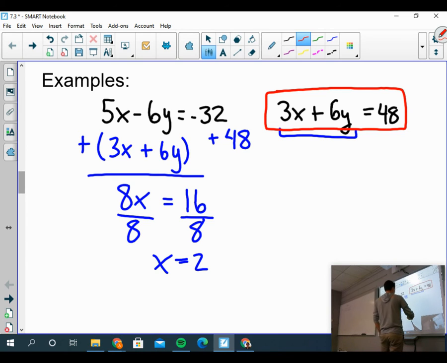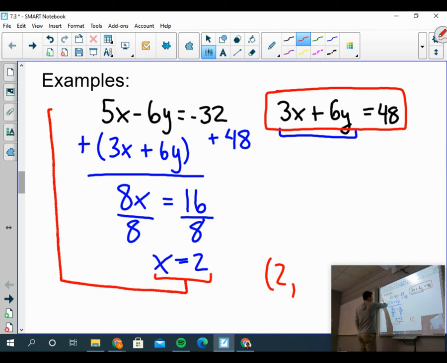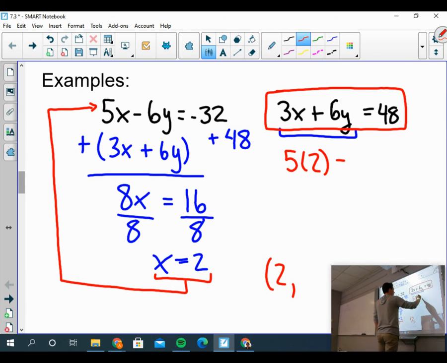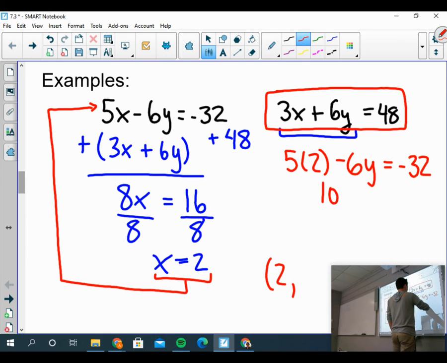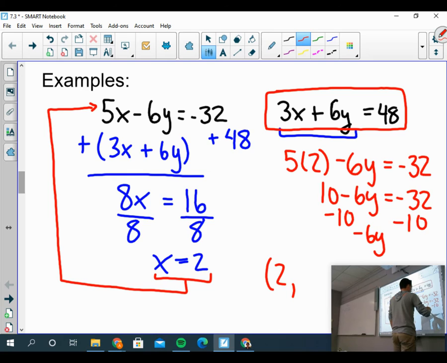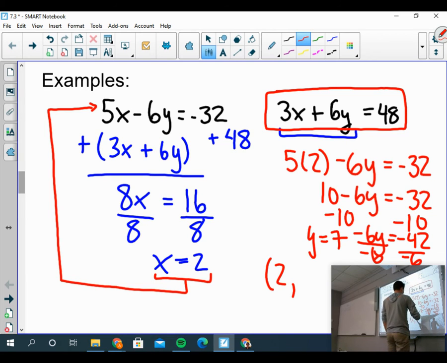And that's only half of our answer, though, because we know at this point a solution to a system has to have an x and a y coordinate. So I'm going to plug, just like I did with substitution, my x equals 2 back into one of my original equations. And I'm going to solve for y. And again, hope this should not be new to you all. And we end up with y equals 7.